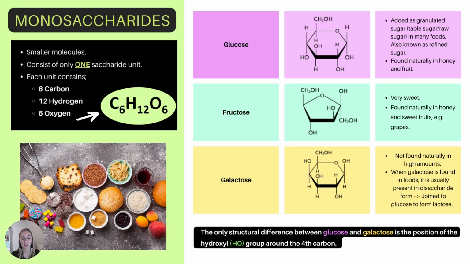All right, so monosaccharides are our first simple sugar. And we're talking about glucose, fructose, and galactose. Now, monosaccharides are small molecules. They consist of only one saccharide unit. And I guess for me, they're the easiest to remember.